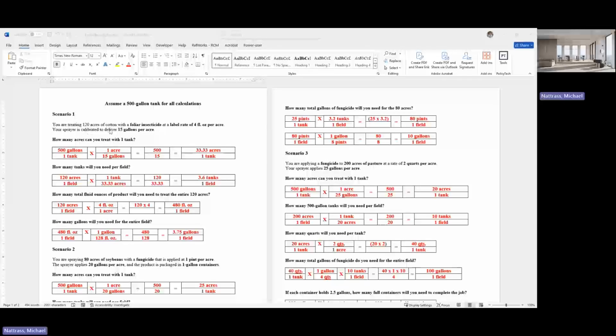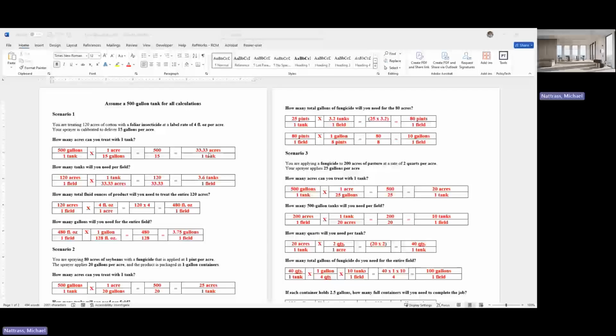We know that we can deliver 15 gallons per acre. So 1 acre delivers 15 gallons. If we do the quick math, that's just 500 divided by 15. Our gallons cancel out, and we're left with acres per tank. So when we do 500 divided by 15, we have about 33 acres per tank.